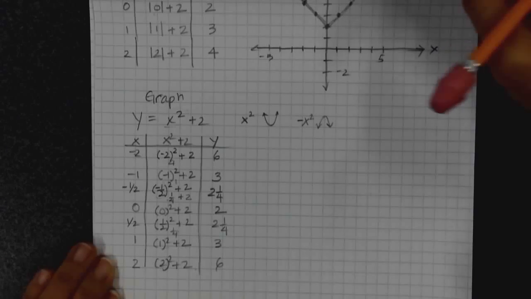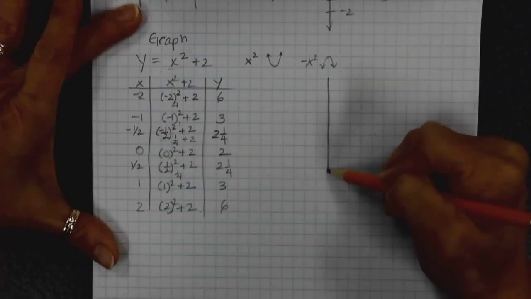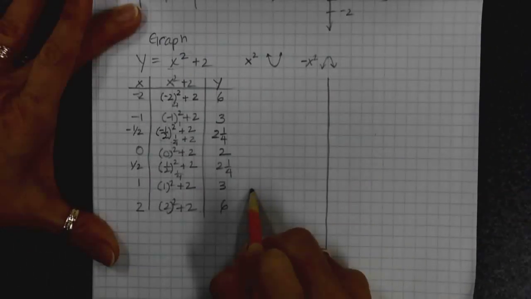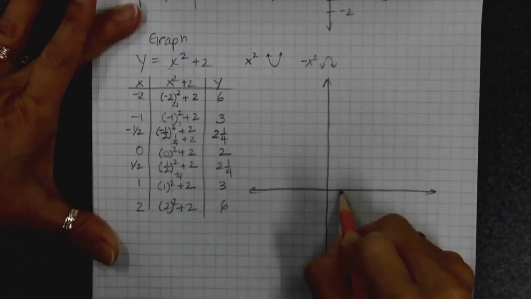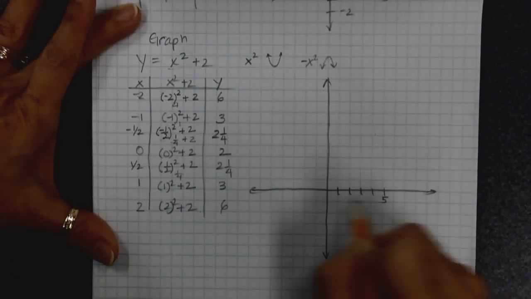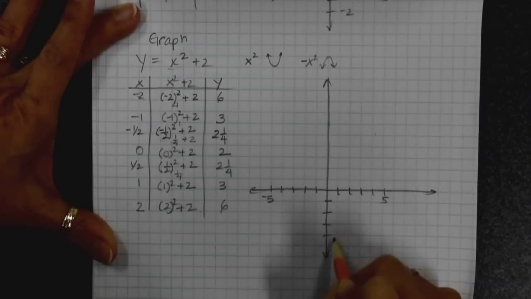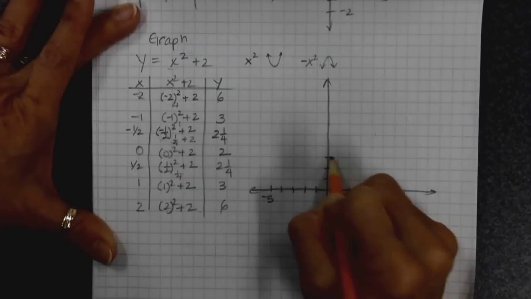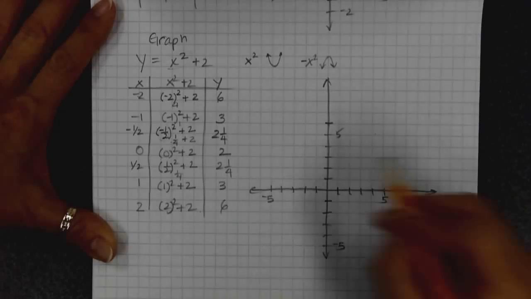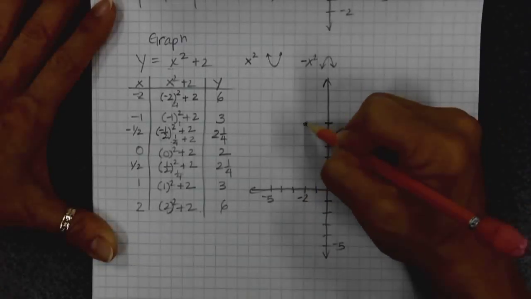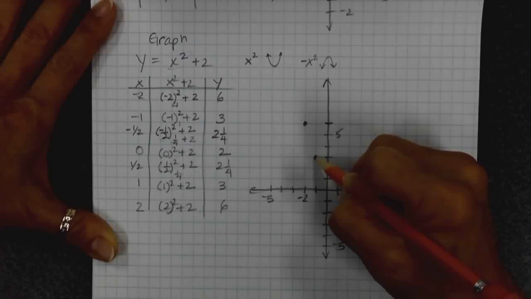So now we have our points, and we want to graph this. And you will see why this makes a U shape. 1, 2, 3, 4, 5, -5 in that direction, and 1, 2, 3, 4, 5, -5 in this direction. Okay, and we're going to go all the way up to 6 in this one. So the first point is negative 2, 6. So negative 2, 6 is here. Negative 1, 3 is here.